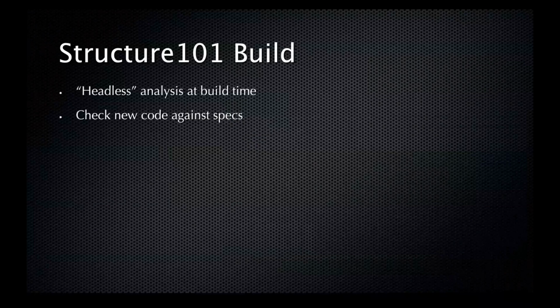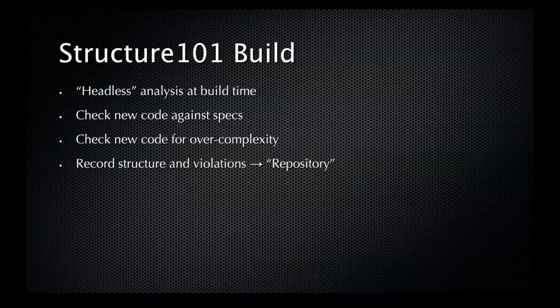Build is a headless utility. It looks at the code, it looks at the specs, etc., that you've done in Studio, and it looks at the previous build of the code and does an analysis at build time. So you're checking the new code against the specs and, if you want, against the previous version, so you can figure out, are there any new problems that have just cropped up in the latest build of your code. Check new code for over complexity, record structure and violations in what we call a Structure101 repository. And you can also publish to common quality platforms such as SonarQube.